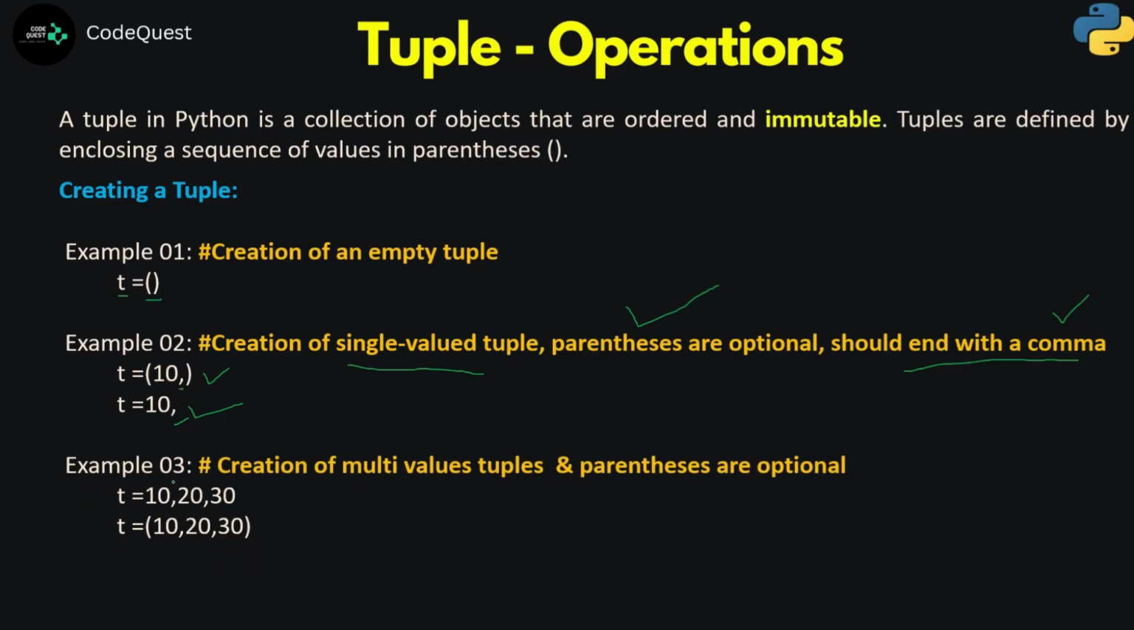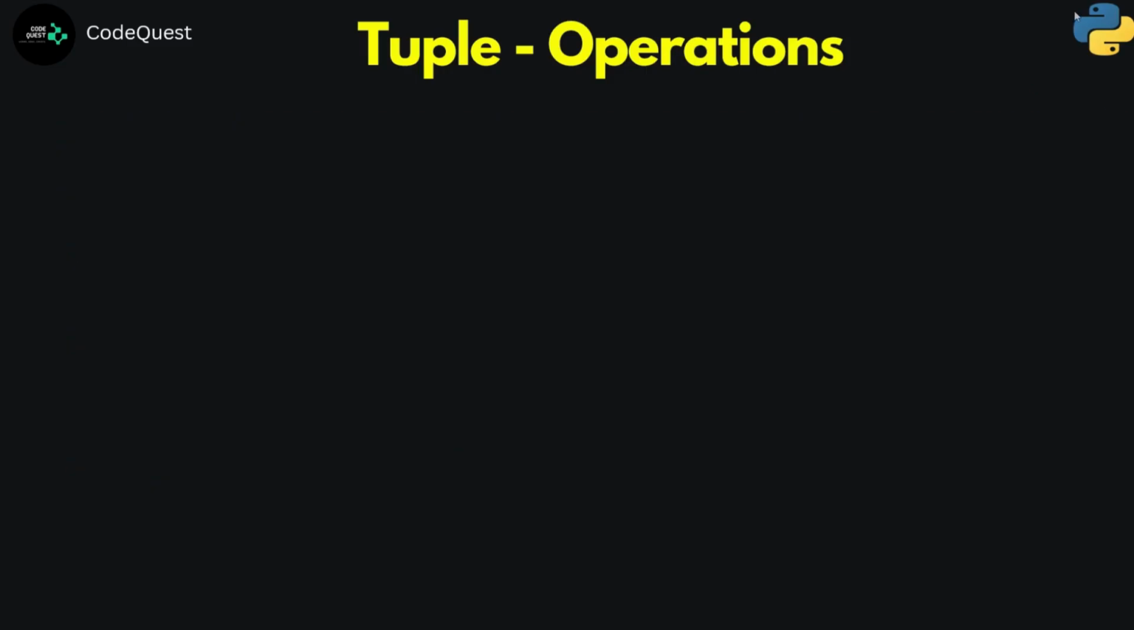Now the third one, where you are trying to create a tuple by taking multiple values, where again the parentheses are optional. So either you can write a list of elements separated by commas without any parentheses, or the same can be done by keeping them inside the parentheses.